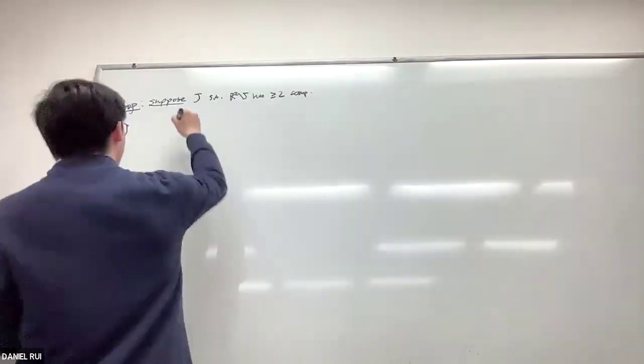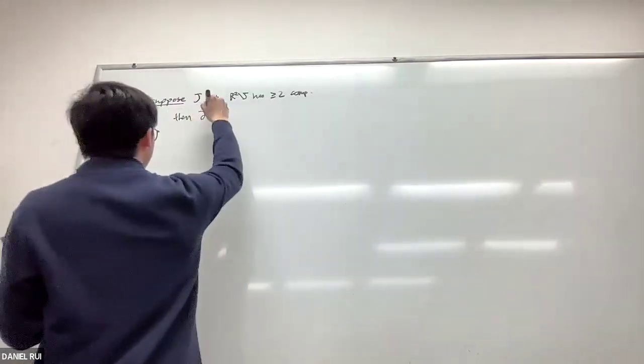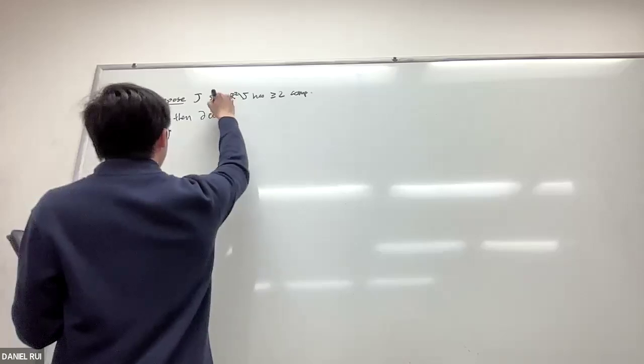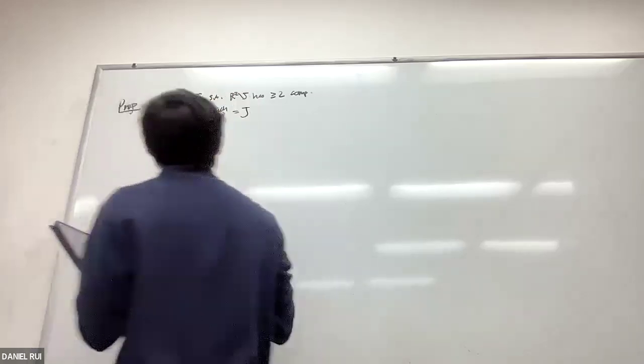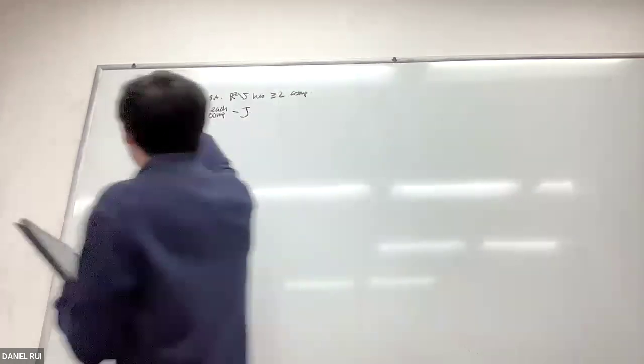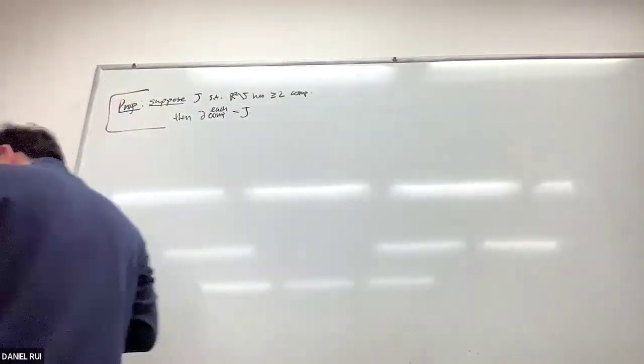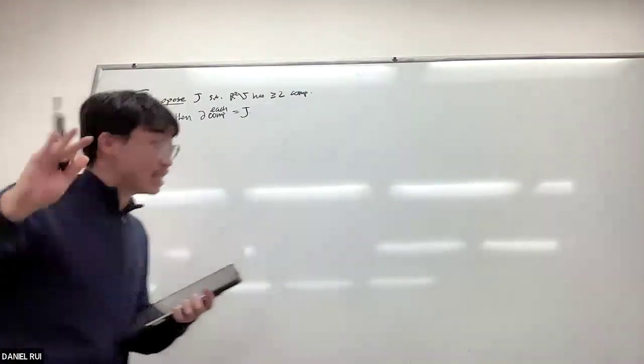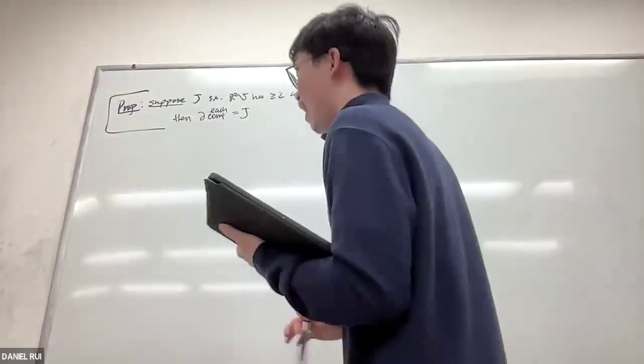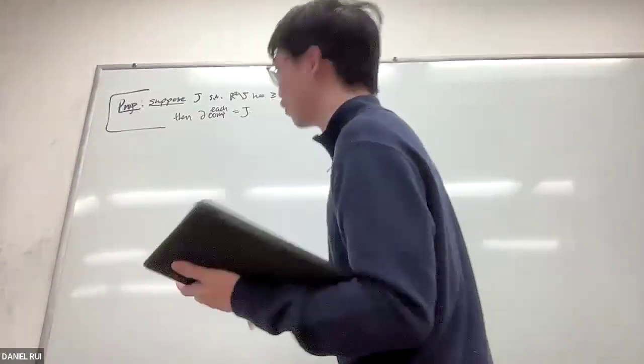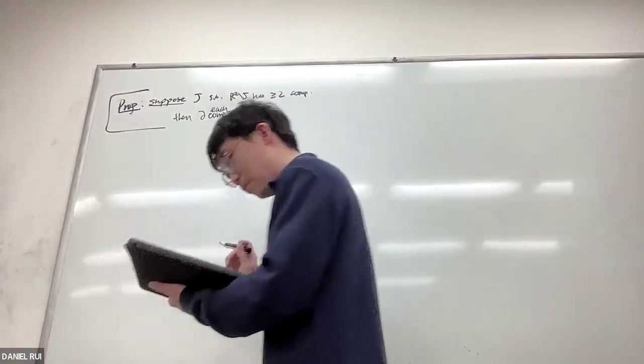Then the boundary of each component is equal to J. So that's the proposition. This will prove the second half of the Jordan curve theorem, and it will also help us prove the first half.